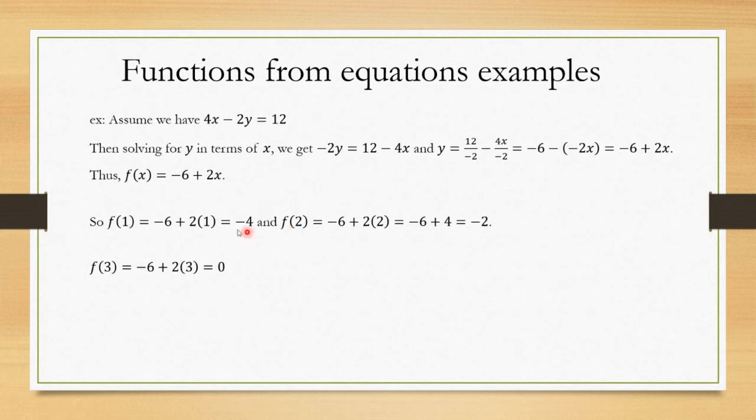What's f of 2? Same idea. We get -6 plus 2 times 2, where x is 2 in this case, which is -6 plus 4, which is -2. And f of 3 is -6 plus 2 times 3, replacing x by 3, which is 0. So to start out, we just move the y outside to the left, and then we proceed like a normal equation for the most part.